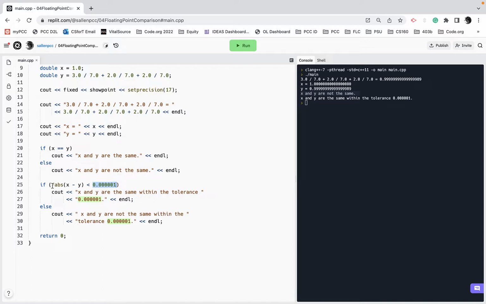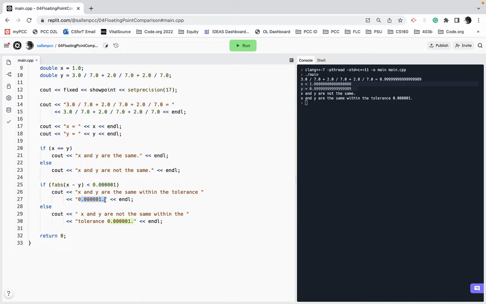Okay, so this fabs means take the absolute value of this difference. And the f is just for floating point. So we're going to take the absolute value of the difference and then test it to see if it's super small. And then if it's super small, we're going to say, they're basically the same. So this would be true, and then we would say that x and y are the same within this tolerance.